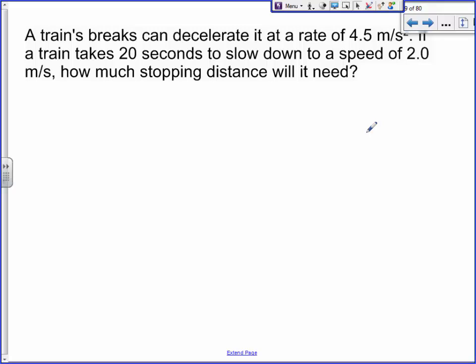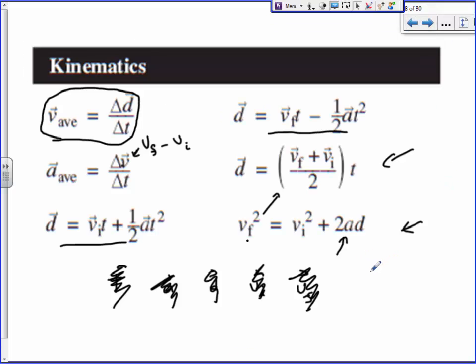There's a train, it's breaking down, it's decelerating at a rate of 4.5 meters per second. As I read through, I'm just going to write out some of the things that I know. It gave me an acceleration of 4.5 meters per second squared. So this means I need to use a formula that has an a in it somewhere, right? So right off the bat, I know which formula I'm not using. I am not using that one there, right? Because that formula doesn't have acceleration, right?